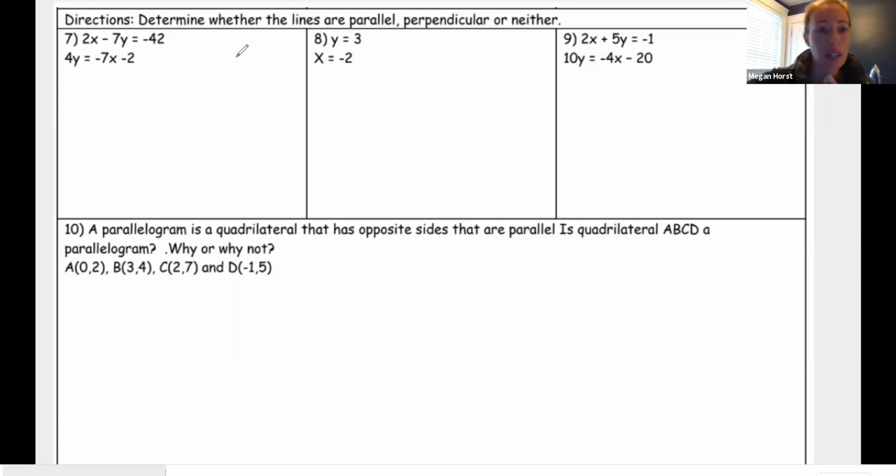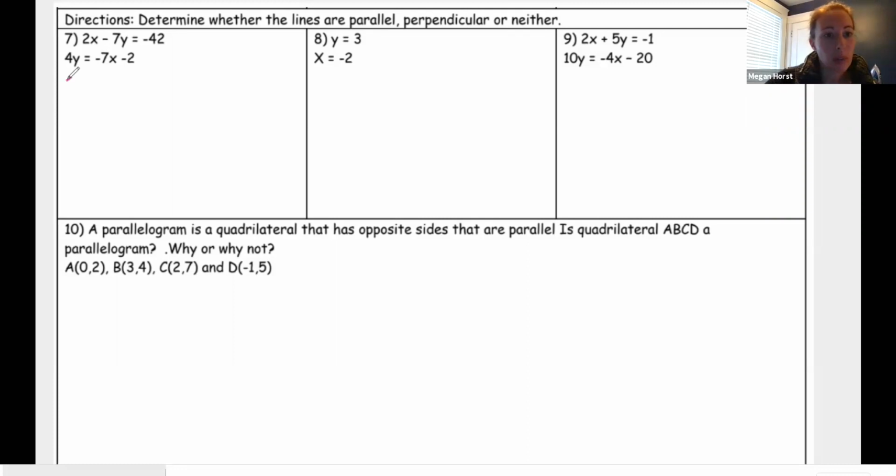So in this set of directions, it says determine whether the lines are parallel, perpendicular, or neither. So just as a reminder, if our lines are parallel, their slopes are going to be exactly the same. If they're perpendicular, we'll have opposite reciprocal slopes, and neither is anything else. So let's take a look at this first one.